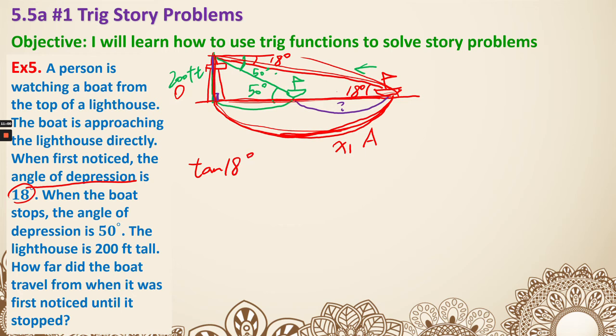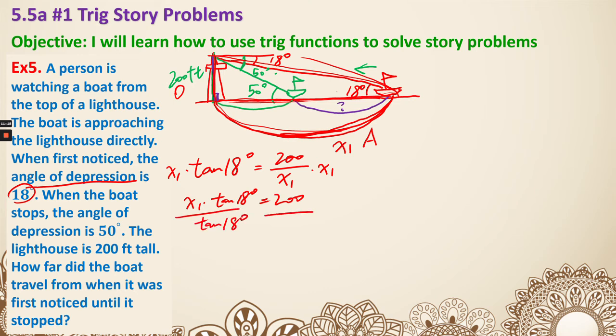So tangent 18 degrees is going to be 200 over x1. Now I can multiply both sides by x1. So I got x1 times tangent 18 degrees equals 200. I'm going to divide both sides by tangent 18 degrees. So in that case, my x sub 1 is going to be 615.5. And that's just the bigger triangle.